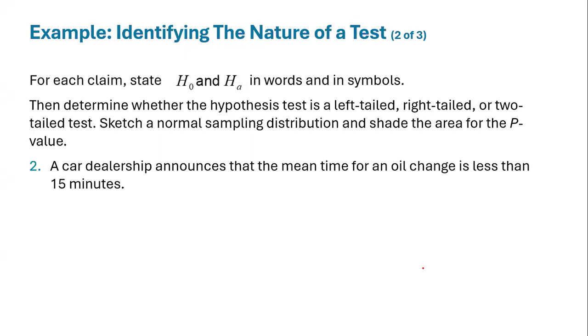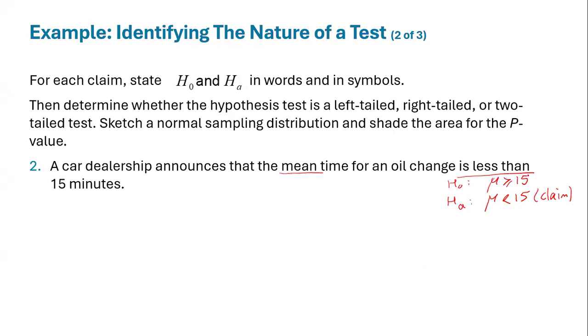Second example, it says a car dealership announces that the mean time for an oil change is less than 15 minutes. The mean is less than 15. That's the claim. Where do we put the claim when we have only less than? In the alternative. So the null must be the opposite of less than, which is greater than or equal to.